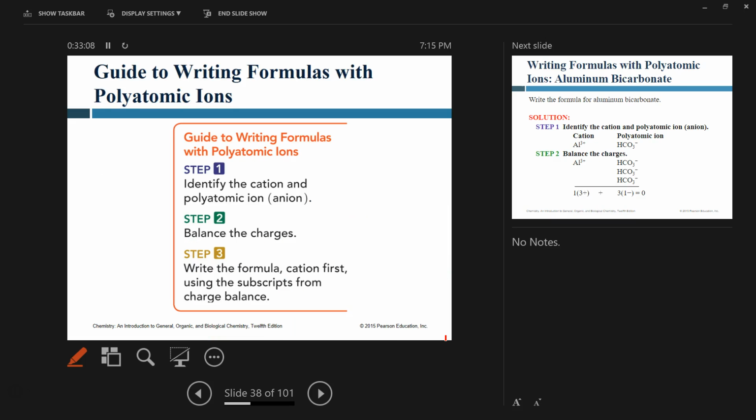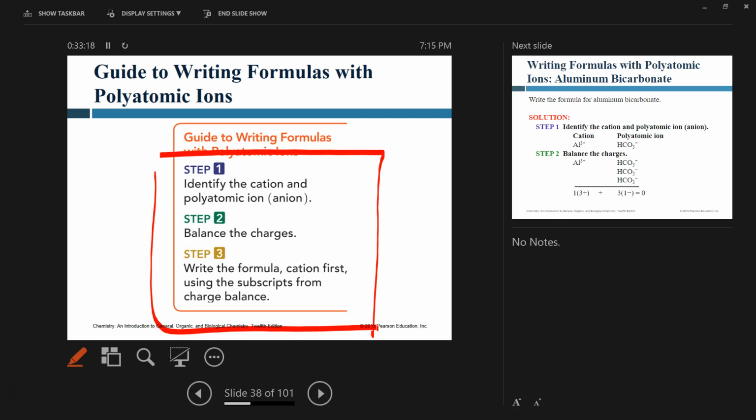So we did this for several anions already, but we're going to practice it a little bit. And those are 3 steps that you need to do. When you're given a name, you start with identification of cation and anion. Then I suggest you just write them plain. No subscripts, nothing. Just cation and polyatomic anion next to it. And then you balance the charges.